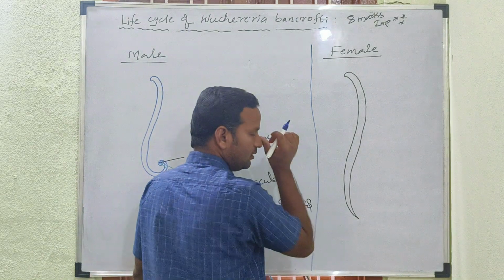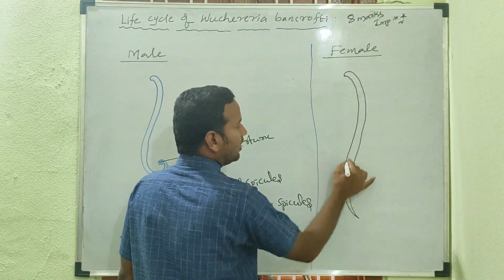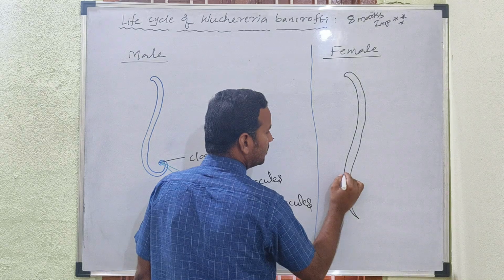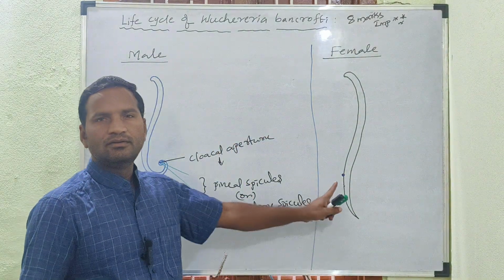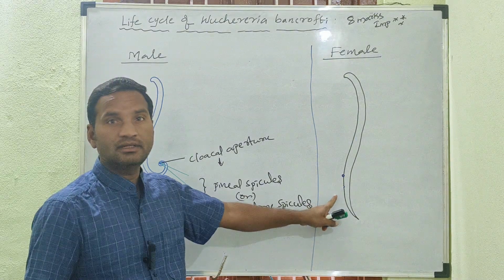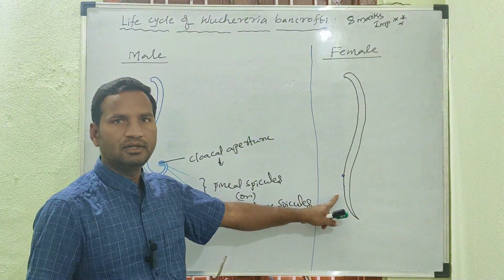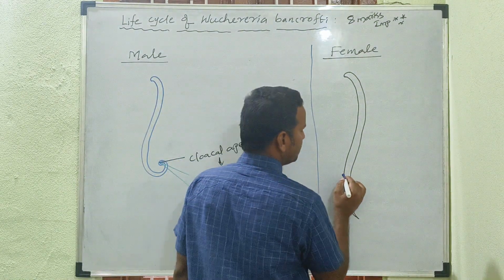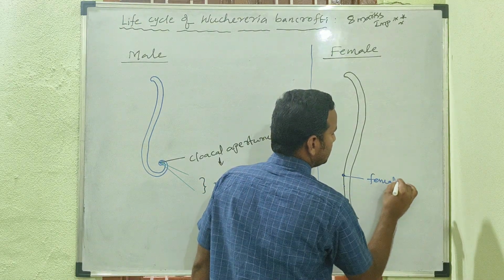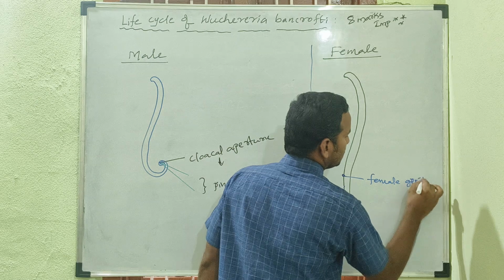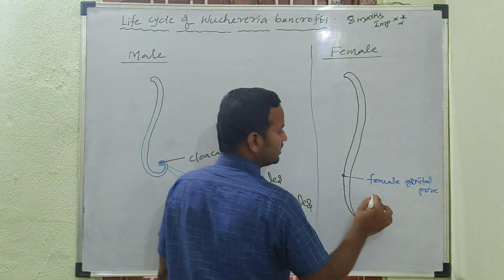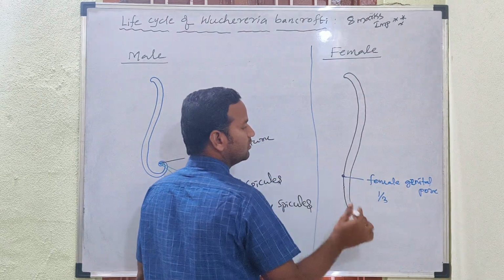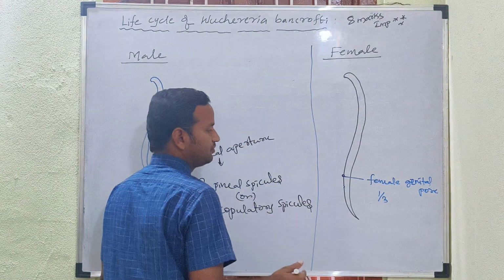Then come to the point. The female possesses a pore on the midventral surface of the body, called the female genital pore, which is present on the midventral surface about 1/3 length from the mouth. So first of all, this is the female genital pore, present about 1/3 length from the mouth.